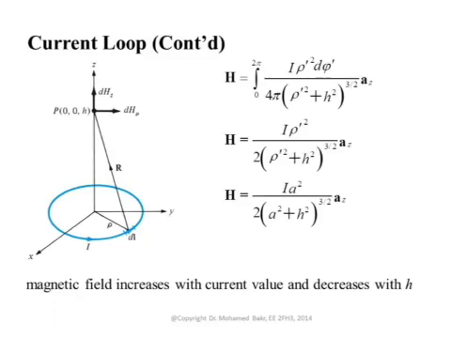This will give us the expression for the magnetic field resulting from a loop, at a point on its axis. As the current becomes stronger, the magnetic field becomes stronger. The magnetic field is pointing in the z direction. As we go further away from the loop, the magnetic field becomes weaker because h becomes larger. So the magnetic field will increase with the current and will decrease with the distance from the loop itself.